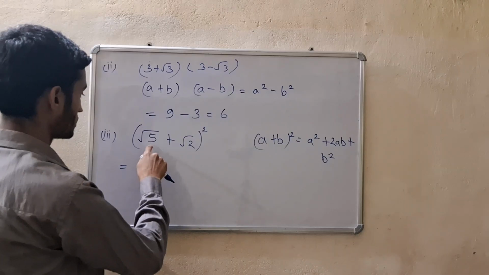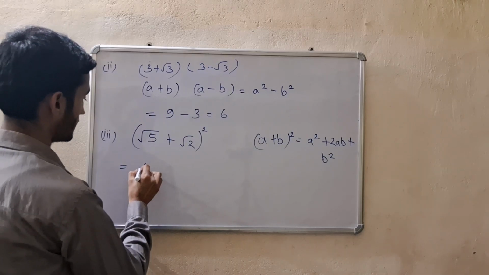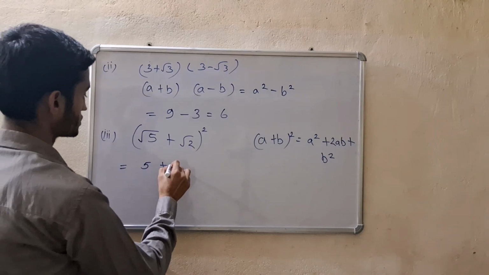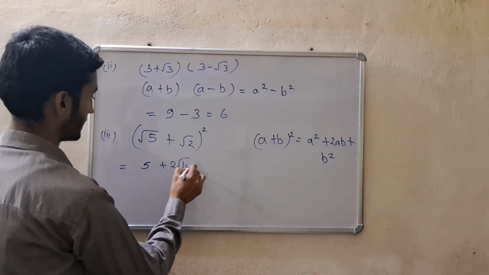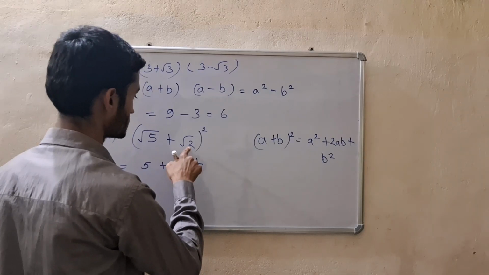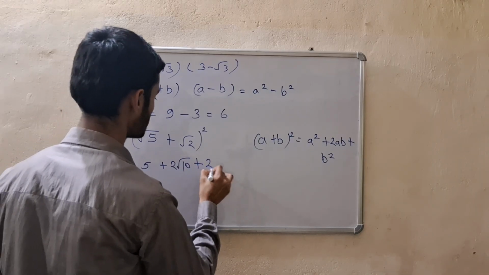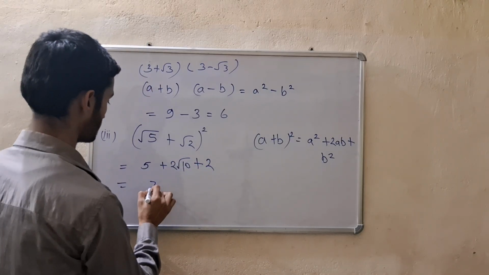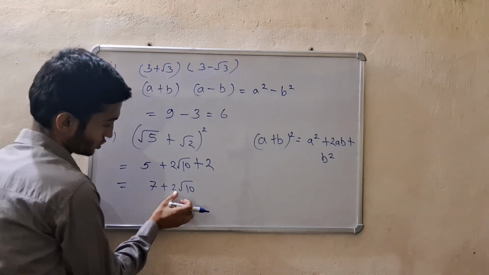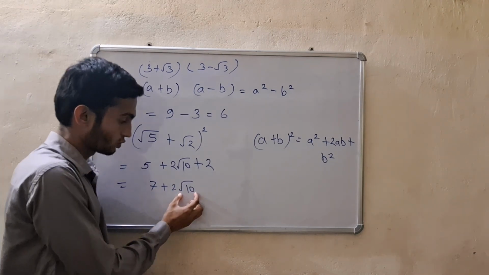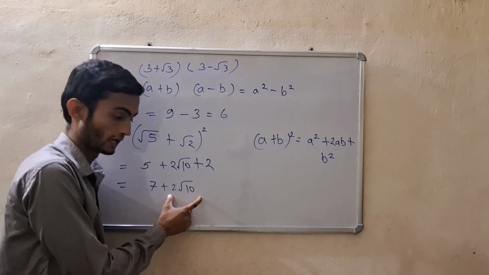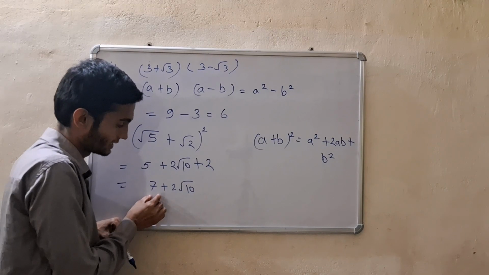So square root of 5 squared is 5, right? Plus twice of ab, so 2 times square root of 10. Yes, 5 times 2 is 10. Then b squared, where b is square root of 2, so square root of 2 squared becomes 2. So 5 plus 2 is 7, 7 plus 2 times square root of 10. Now this is irrational, 2 times square root of 10. Square root of 10 is irrational, and multiplying a rational with an irrational gives you an irrational. So this is an irrational number and this is a rational number.